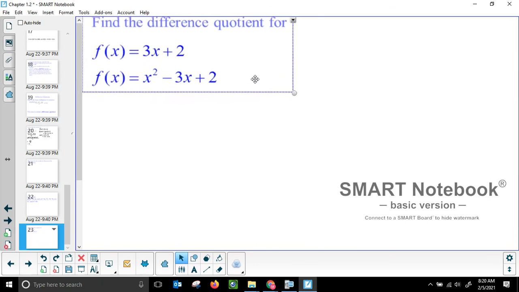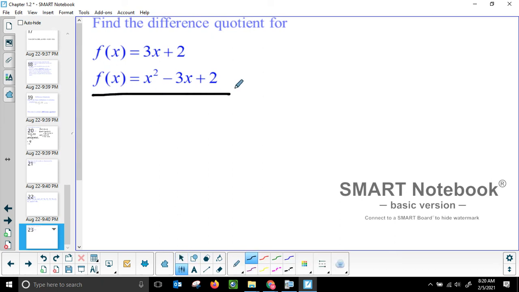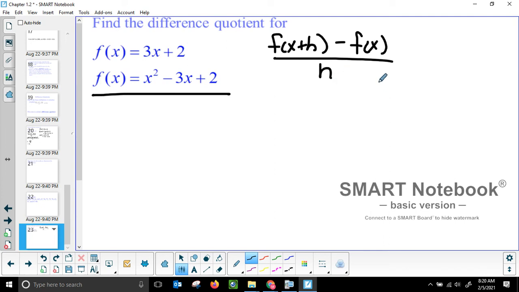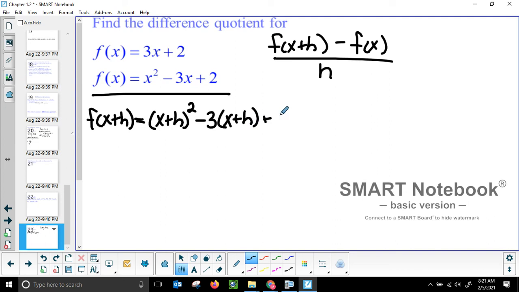So now I'm going to do the second one of these. I'm only looking at this as being my f of x, and I'm still working with my difference quotient, f of x plus h minus f of x all over h. I'm still needing my same two pieces, so I need f of x plus h. Again, wherever I see an x, I just plug in x plus h. This is squared. Minus 3, instead of x, I plug in x plus h, and then plus 2.